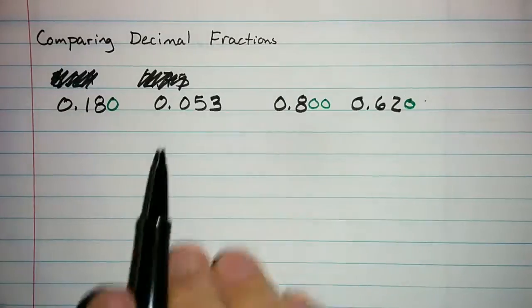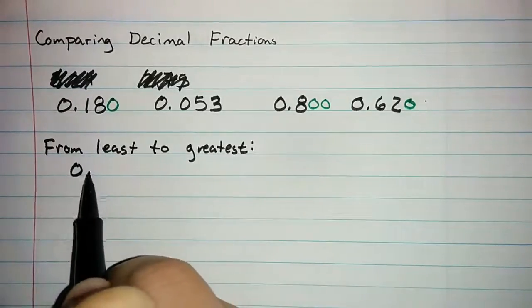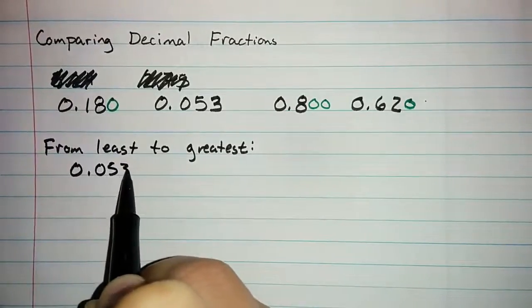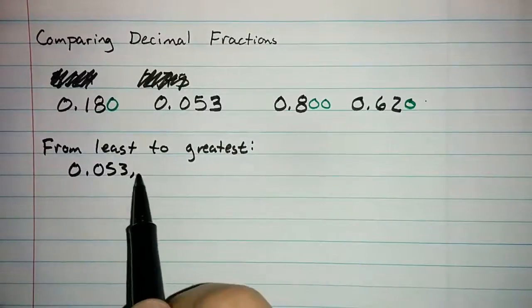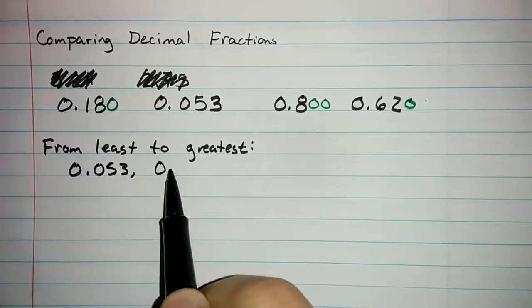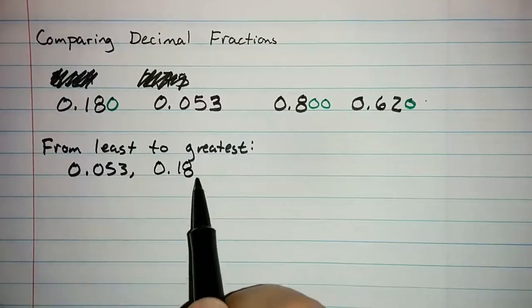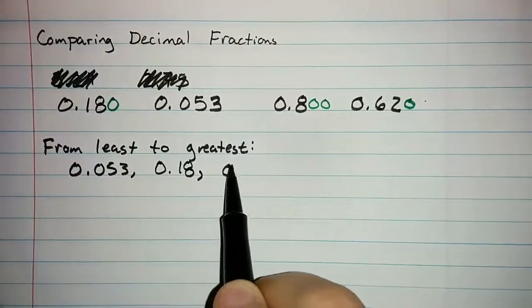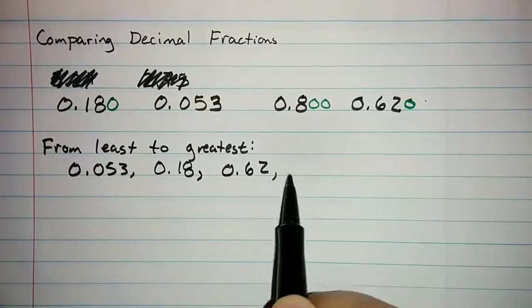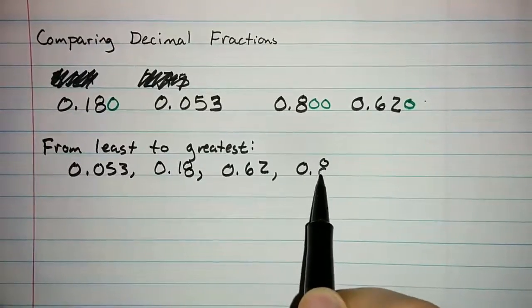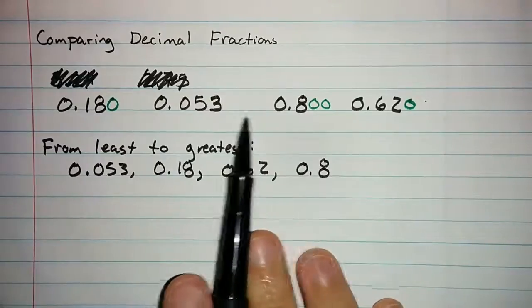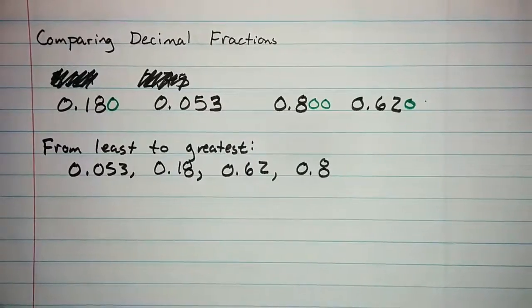I can order those. The smallest one will be 0.053, then 0.18. I'll leave off my extra trailing zero, then 0.62, and finally 0.8. All I needed to do to get the common denominator was to write in those trailing zeros.